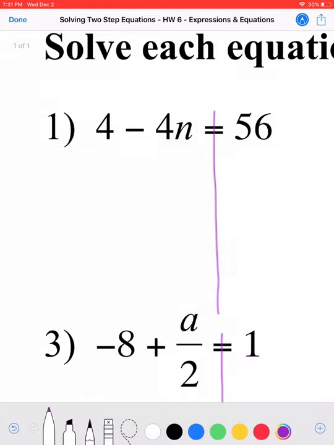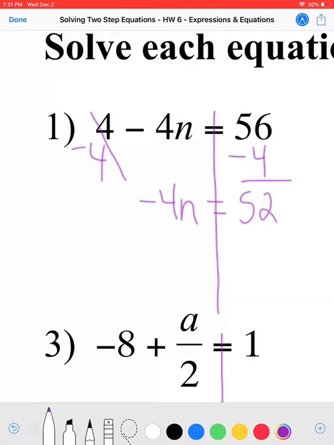I gotta turn my pen on, sorry guys. Malfunctions. Okay, so what I do to one side, I'm gonna do to the other. So there's my minus 4 to both sides. All right, this side is gonna cancel it out. Then we are left with 56 minus 4 is going to give me 52. We bring everything else that we did not use down. Okay, this is saying negative 4 times n equals 52.